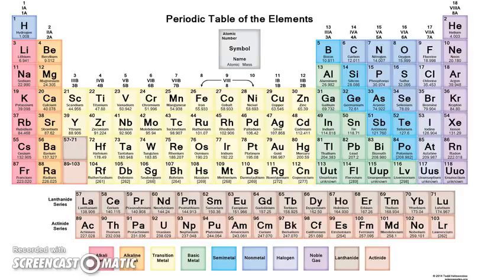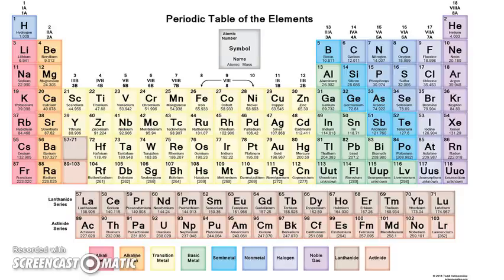I'm not worrying too much about the difference between the basic metals and semi-metals. Those are all sort of their own thing right there. They're transitional, just at the end of the transition metals. Halogens come next, over in group 17. And then we have the noble gases in group 18.